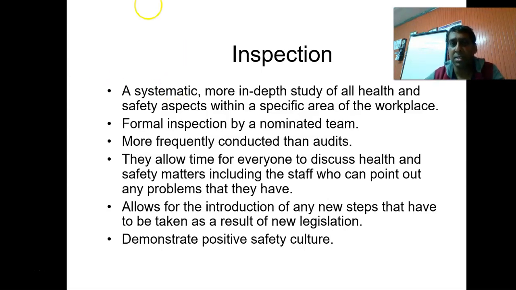So it's a formal inspection by a nominated competent person. Inspections are more frequently conducted than audits. Audits are typically once or twice a year based on the company, but inspections can be done before the start of every shift. An inspection can be done once a day, right?